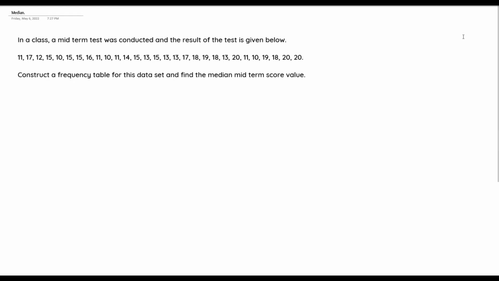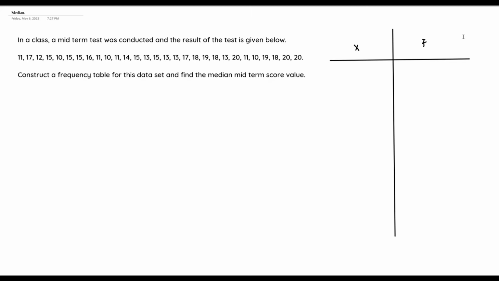So I'm going to be drawing the horizontal line right here, and then we have our vertical line right here. So we have x, which represents the variable of interest, and the x of ours right here is actually the midterm test score. Then we have the frequency. So we have 10, 11, 12, 13, 14, 15, 16, 17, 18, 19, and 20. So these are the values of the test score that we have.